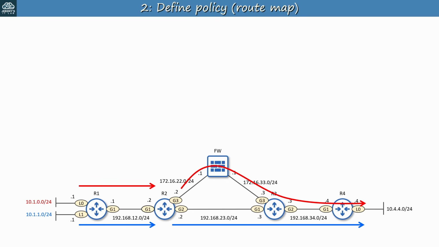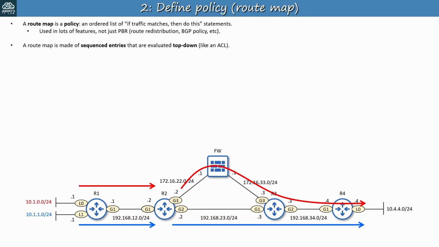Next is step 2, defining the policy with a route map. Route maps are probably a new concept for you. I won't get into the details, but first let me introduce route maps. A route map is a policy, an ordered list of if traffic matches, then do this statements. Route maps are used in lots of features, not just PBR, such as route redistribution and BGP policy.